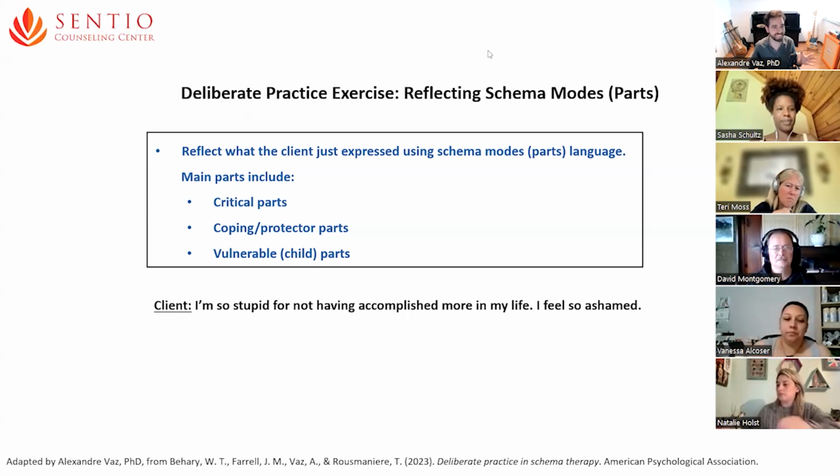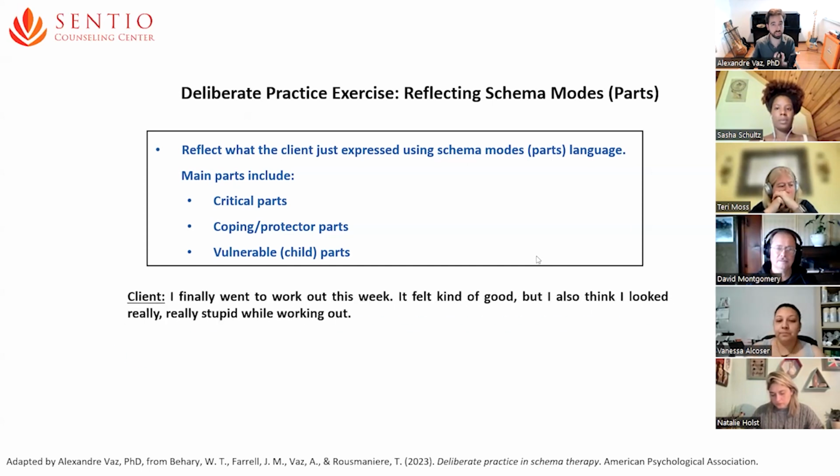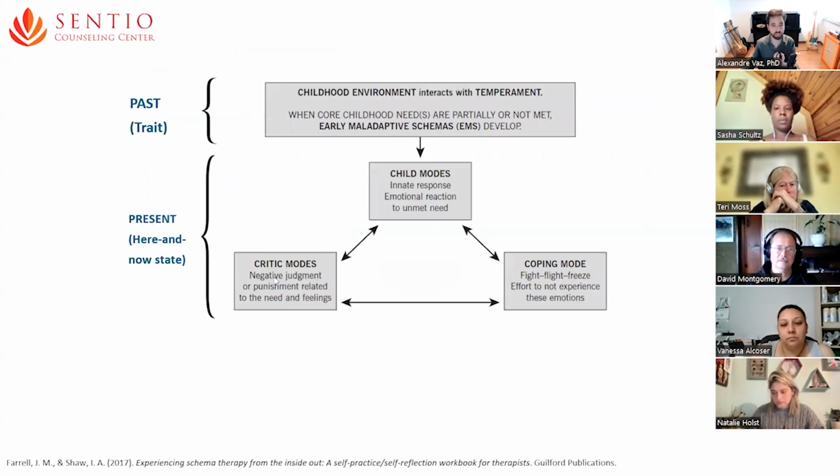Okay, great. So the correct answer, a lot of you wrote, was critical and then vulnerable, right? That's the sequence going on here. There's a critical part of the client, a critical voice saying you're so stupid for not having accomplished more. And then there's the part that feels criticized, that feels ashamed. If we go back to our map, the critical mode says you're stupid, you should have accomplished more, and then the child mode reacts to that. It's like an inner conversation going on, right? There's a part that's shaming and punitive and critical, and another part of us that feels the shame, feels the criticism.